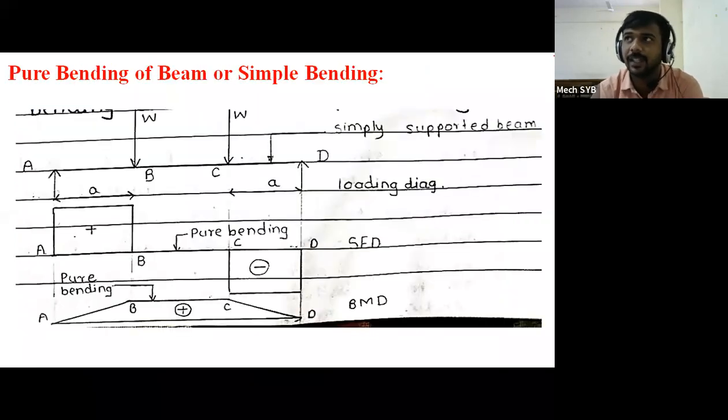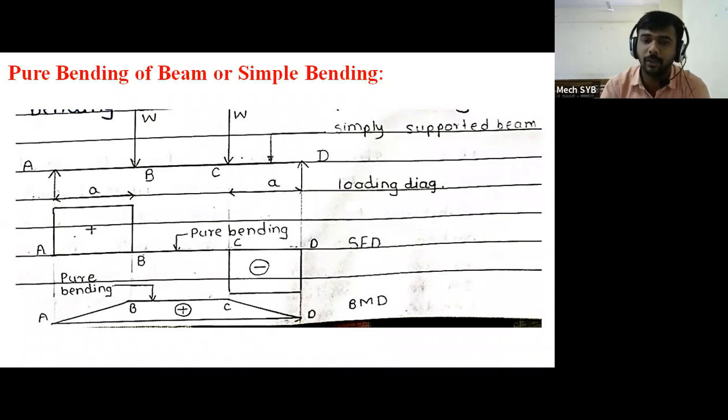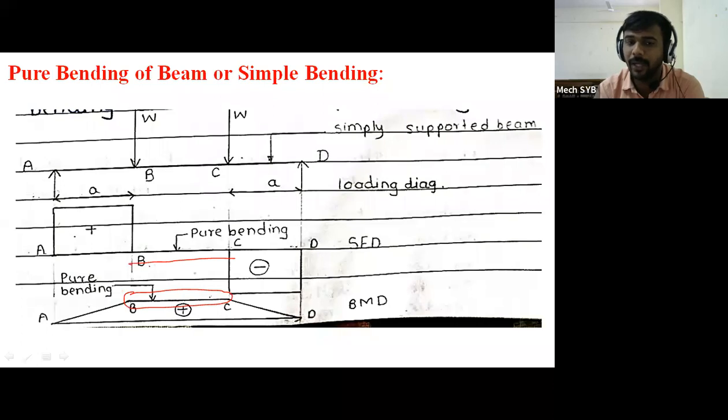If you observe the BC portion in SFD, here your shear force value is totally equal to 0. But if I observe the same portion in the bending moment diagram, here the bending moment is maximum. Means it is the portion where the shear force is 0 but the bending moment is maximum, therefore this beam is subjected to pure bending. Means I can say that if the beam is subjected to pure bending, during bending stress calculation, the effect of shear force, the effect of shear stress will be totally neglected.